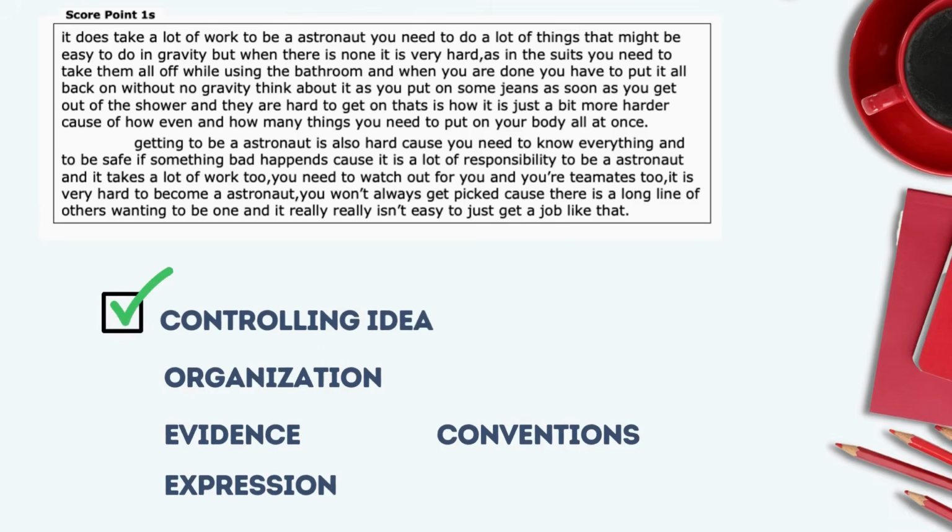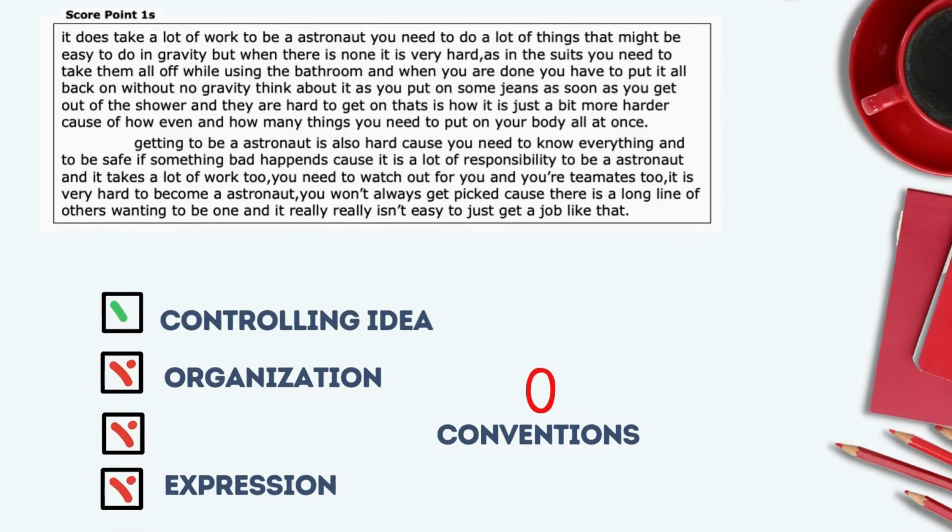So here the student has a controlling idea addressing the prompt, and there is a brief introduction and conclusion, but very minimal organization because it's all over the place. The writer provides insufficient evidence, as most of the information is summarized using general information and a lot of stuff that's not even talked about in the passage.